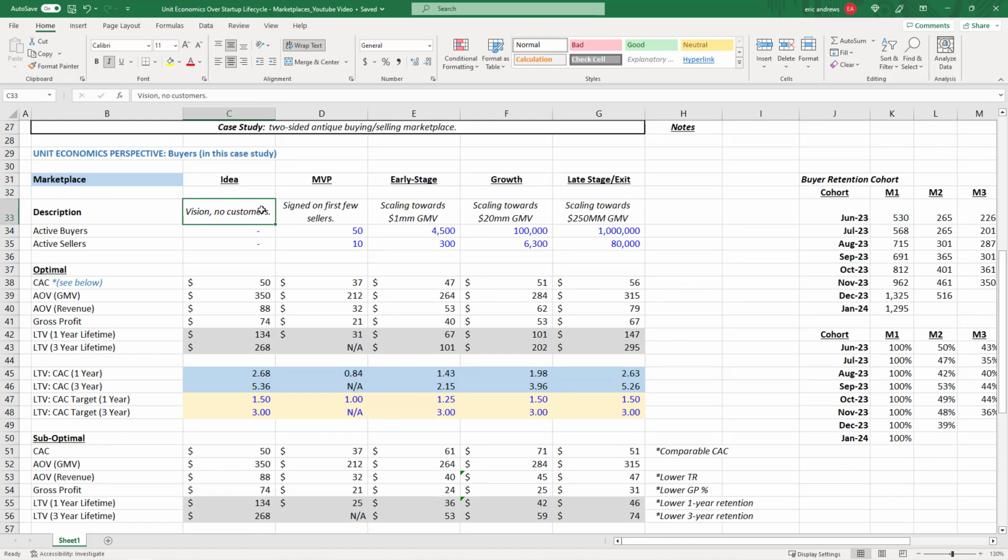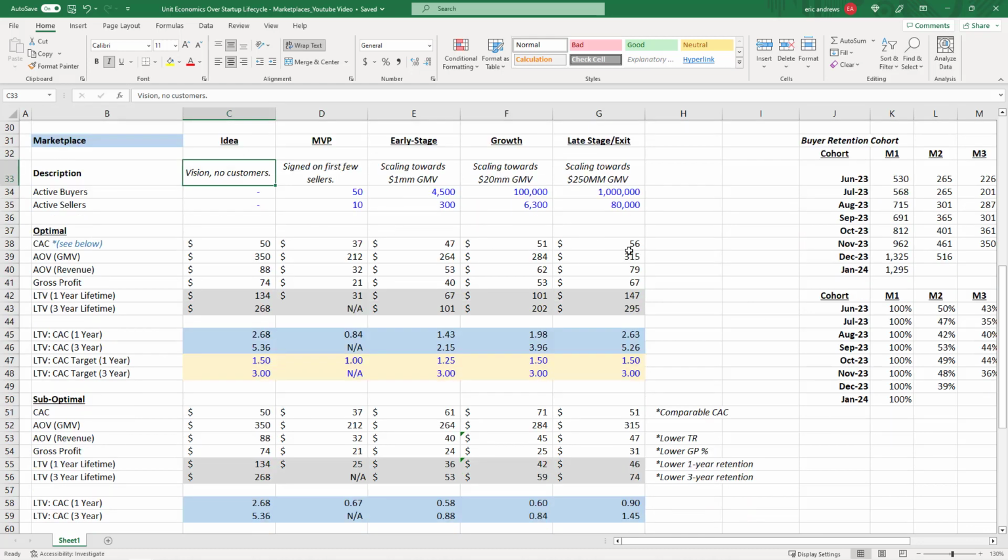So here in the idea phase, we have no customers, but of course we want to break down the unit economics to figure out, what do we think the average person is going to sell? How often do we think they're going to come back? How can we onboard all of these antique vendors? And ultimately, what kind of business are we trying to build long term? And the MVP, we're saying that we've signed on 50 buyers and 10 antique sellers. And so this is when we're quite small. Early stage is when we're scaling towards 1 million of gross merchandise value. Growth, we're trying to scale towards 20 million GMV.